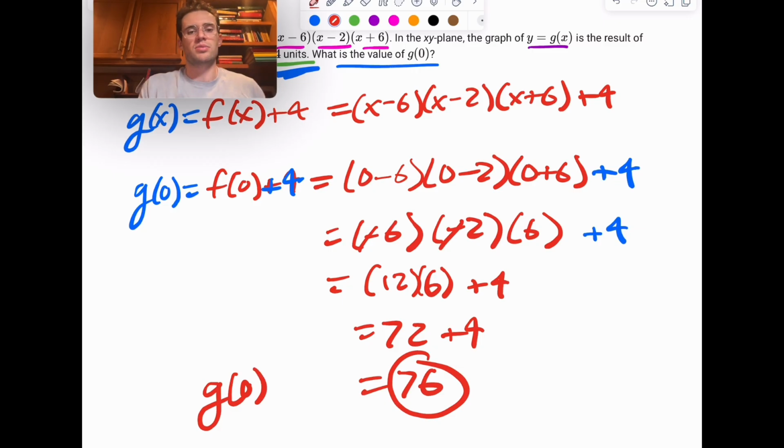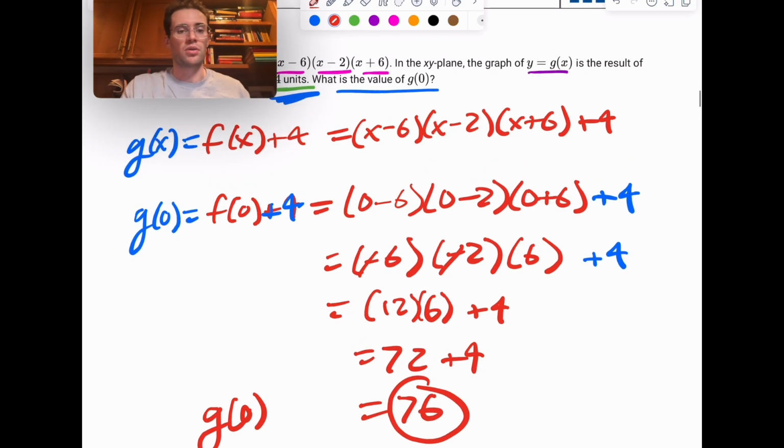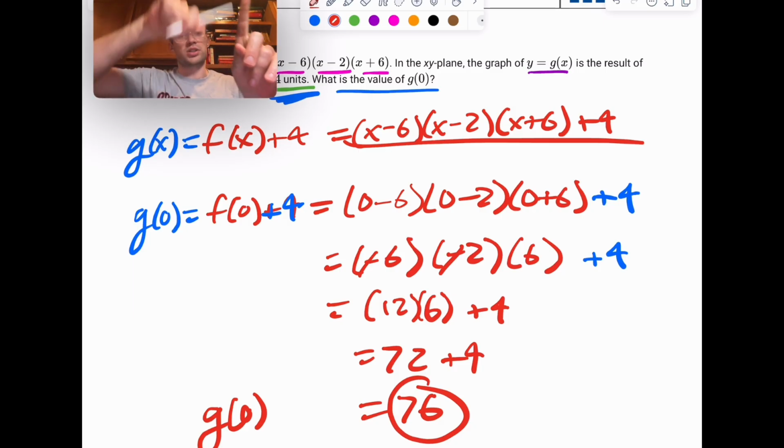You could type that into Desmos. If you did the f of x function, it would give you f of 0 is 72, and then you add 4 to that. Or you could just type this function in here for Desmos, type in x equals 0, or you just see what the y-intercept is, and it would be 76.